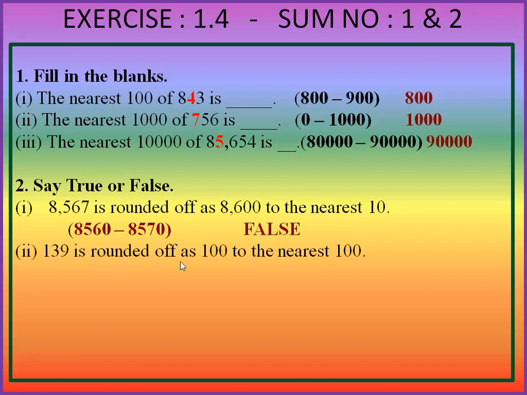139 is rounded off as 100 to the nearest hundreds. Look at the tens place. Tens place is 3. It is less than 5, so you have to ignore it. You ignore both the digits. So the answer is true.